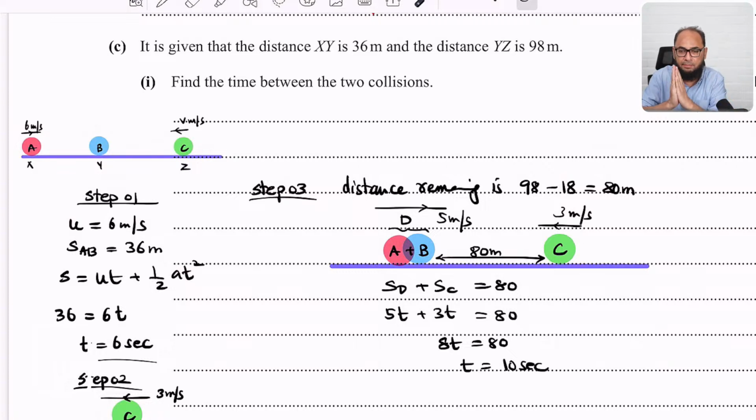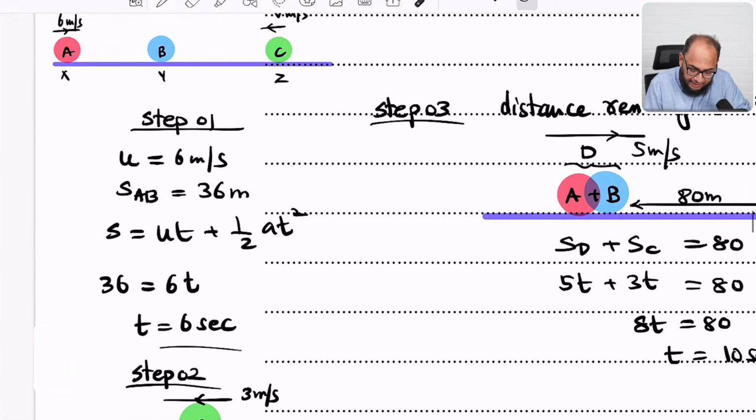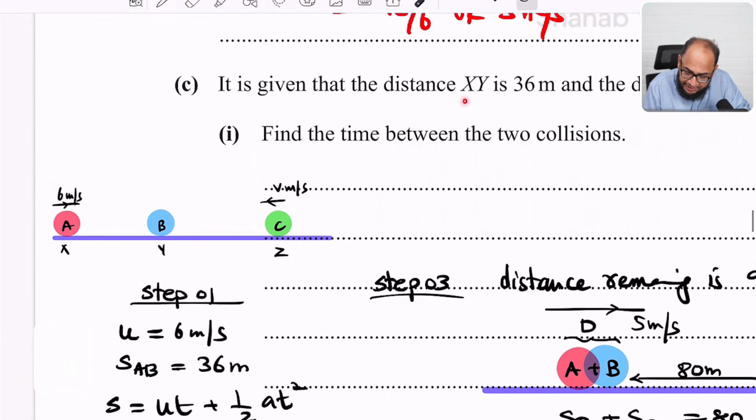A and B coalesce and become D. D and C meet and become E. So now the first scenario: find the time between the collisions. This distance XY is 36, and this is 98.